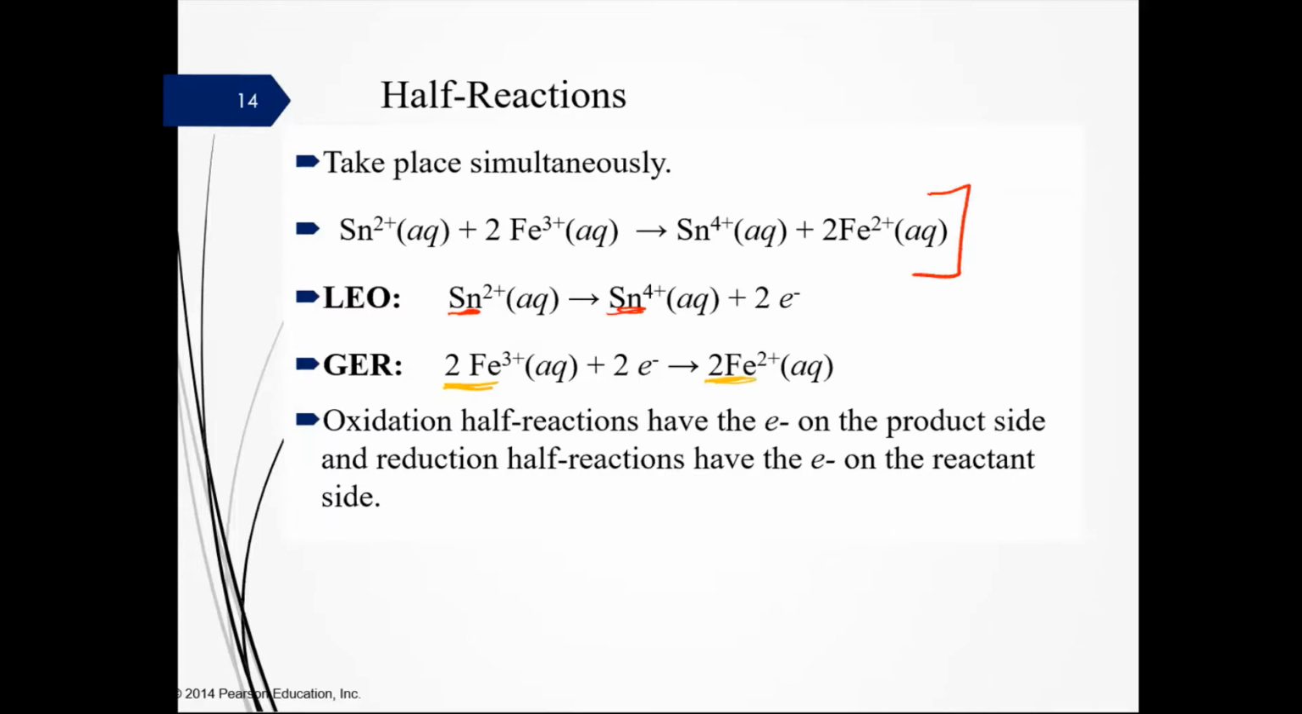So the way that you can tell is you want to look for whether or not you have electrons. Electrons should be on the product side for an oxidation and on the reactant side for a reduction, depending on the process that they're going through, right? So if you're losing electrons, then you have to produce electrons. If you're gaining electrons, then you have to be putting in electrons in order for that to happen.